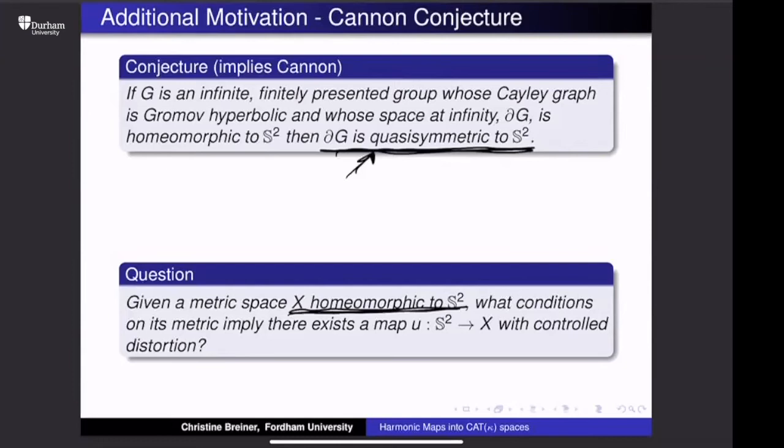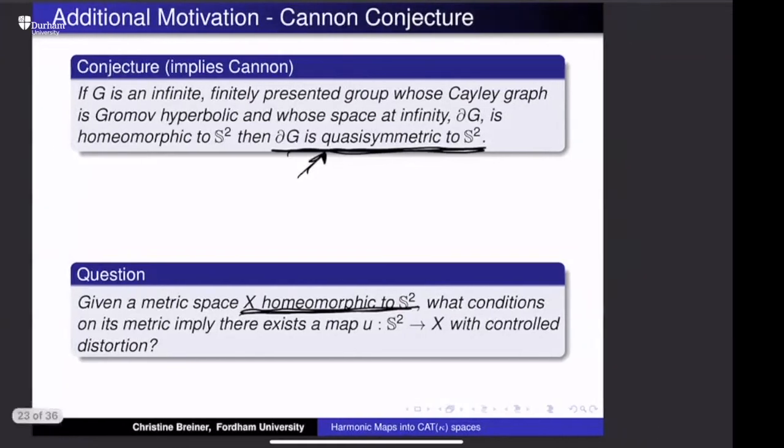But then the controlled distortion we get is very good, right? It's a one quasi-conformal and almost conformal map. So we have to add a stronger hypothesis in some ways, but we get a very strong conclusion. So now I'm going to take you through a little bit how we do these two things.